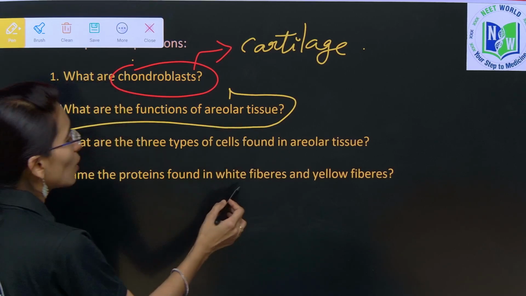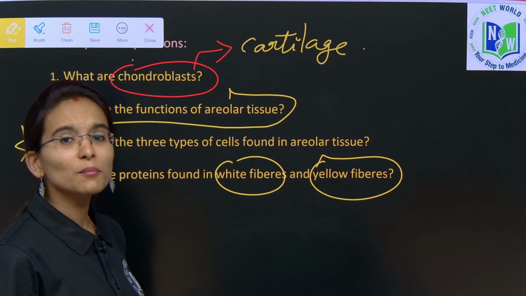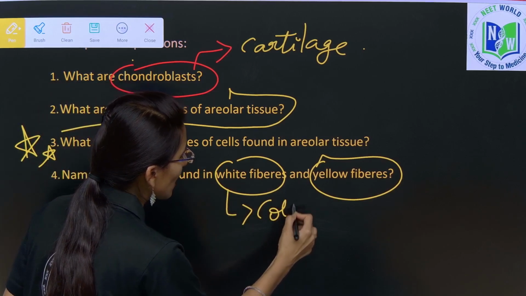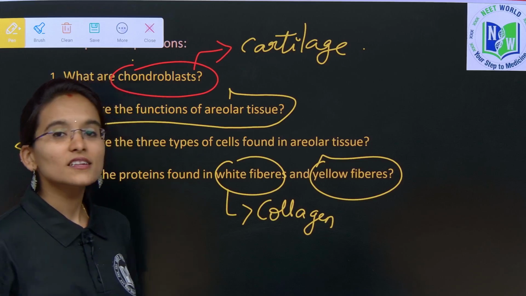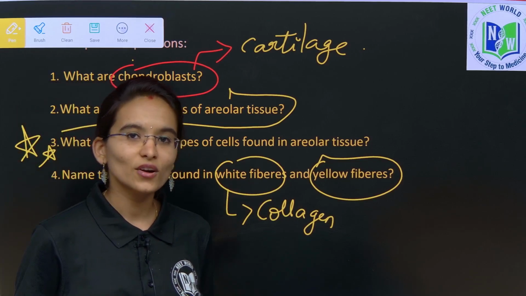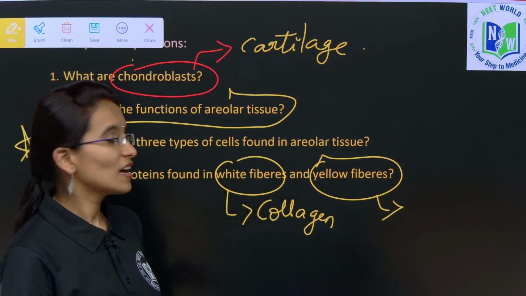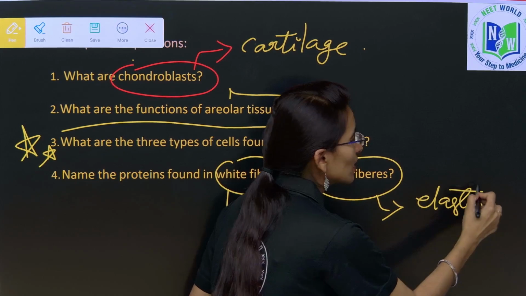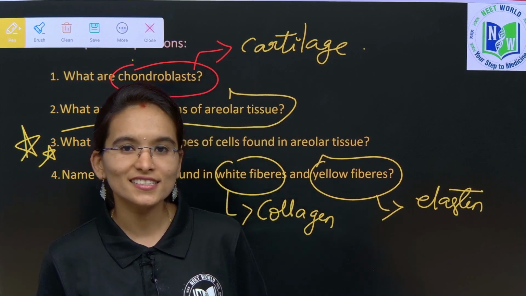Name the proteins found in the white fibers and yellow fibers. White fibers are made up of which type of protein? They are made up of a protein called collagen. Clear? White fibers are made up of collagen, and yellow fibers are made up of a protein called elastin. Clear with the concept? Clear with the loose connective tissue and dense connective tissue?